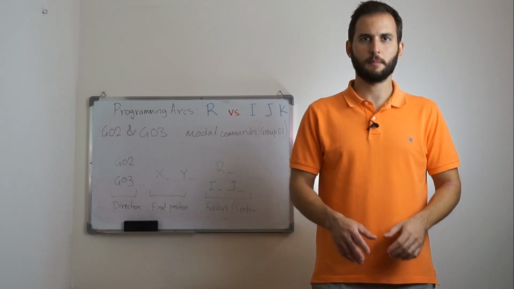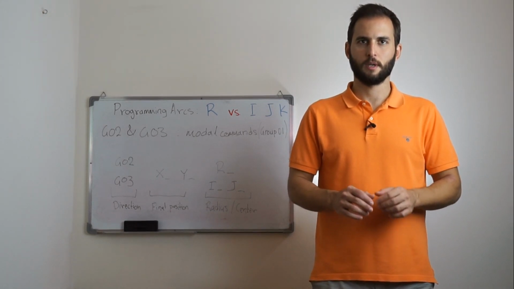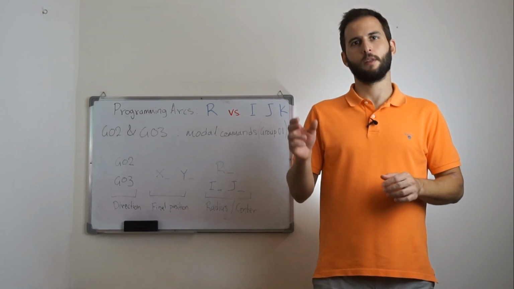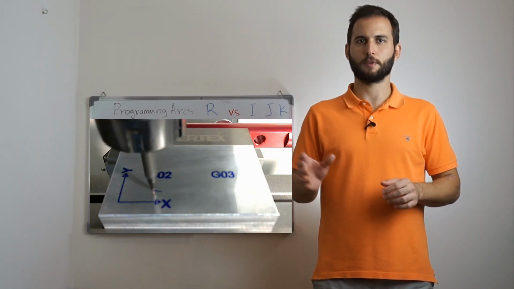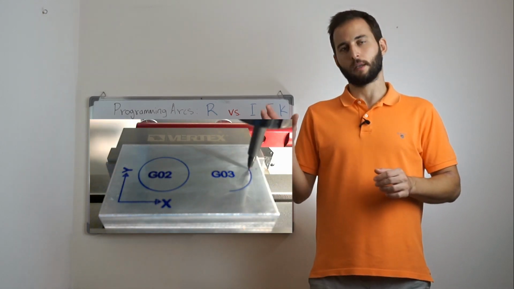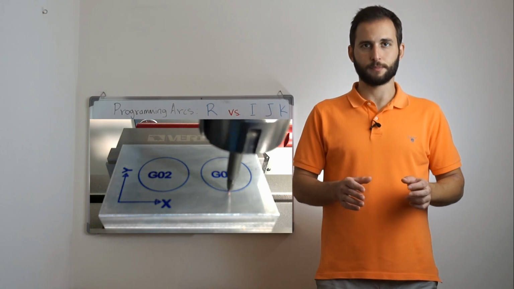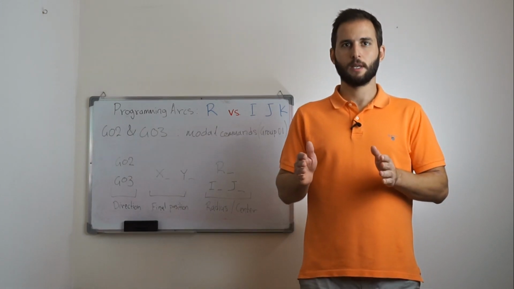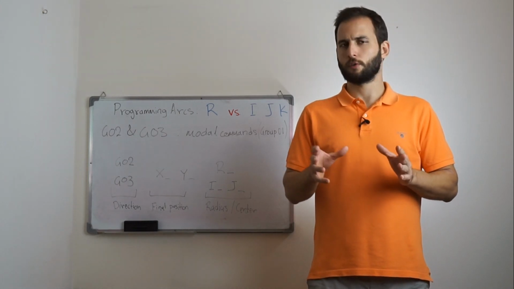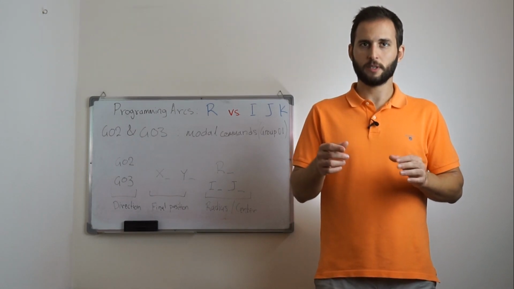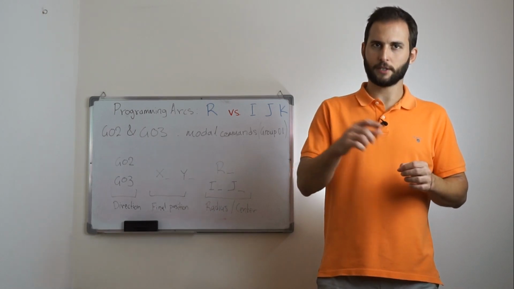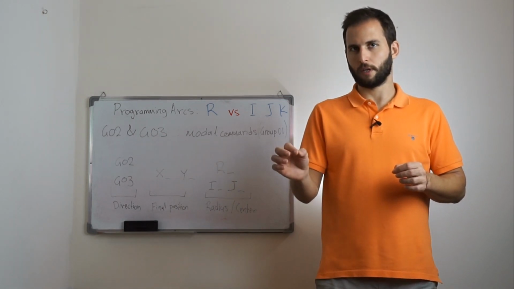Next, let's discuss the syntax of these two commands. The syntax of circular movements can be divided into three main parts. The first part is to define the direction of the arc. So, G2 stands for clockwise movements and G3 stands for counterclockwise movements. The next part is to define the final point of the arc. So, in order to define a circular movement, we already know the starting point and we have to define the direction of the arc and the final point of the arc.